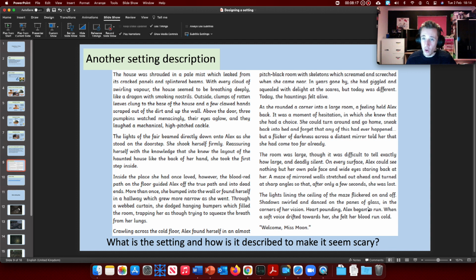Okay, so this is an example of a setting description that has been used in a completely different story, one you won't have come across before. So the house was shrouded in a pale mist which leaked from its cracked panels and splintered beams. With every crowd of swirling vapour, the house seemed to be breathing deeply, like a dragon with smoking nostrils. Outside, clumps of rotten leaves clung to the base of the house, and a few clawed hands scraped out of the dirt and up the wall. Above the door, 3 pumpkins watched menacingly, their eyes aglow, and they laughed at a mechanical, high-pitched cackle. I'm not going to read it all, but just from that bit there you can see some of the description that's used to make a house seem more spooky.